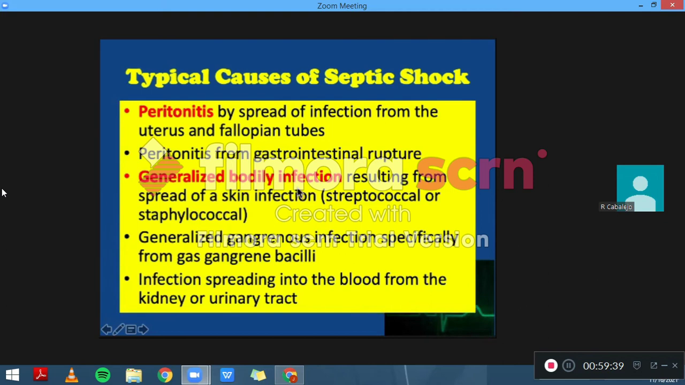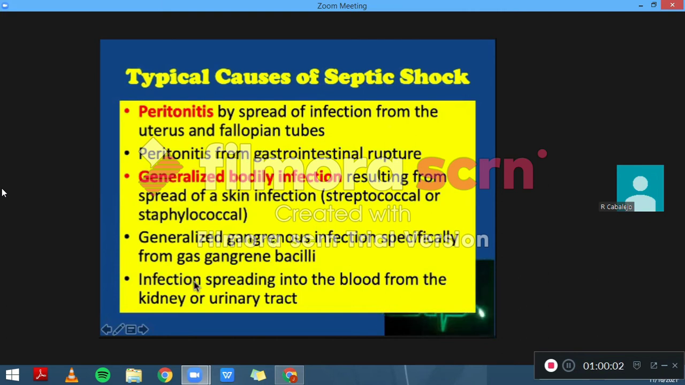And then generalized body infection, usually resulting from spread of a skin infection, especially in immunocompromised patients. Common microorganisms would be either strep or staph. And then generalized gangrenous infection, especially from gas gangrene bacilli. This is what we usually see in diabetic foot gangrene.